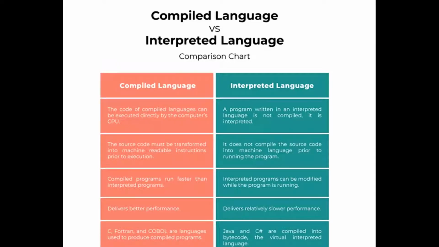There are a bundle of computer languages, like C++, Java, SQL and so on. These languages can be based on either compiled language or interpreted language, but a language cannot be a compiled plus interpreted language at the same time. I have shared a table on your screen in which you can see the differences between compiled language and interpreted language. So let's discuss them one by one.